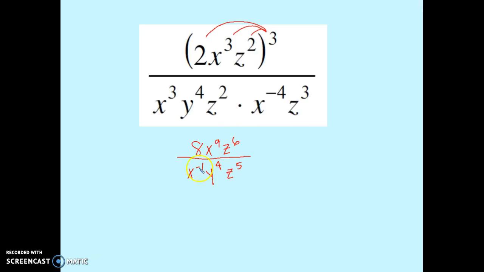Alright, not quite done. I need to subtract. The 8 has nothing to go with it, so it's going to stay in my final answer. I have a 9 and a negative 1. So 9 minus negative 1 is 9 plus 1, so I get 10. So I have 8x to the 10th. 6 minus 5 is 1, so I have z all over y to the 4th. No negatives, everything's simplified, so that's my answer.